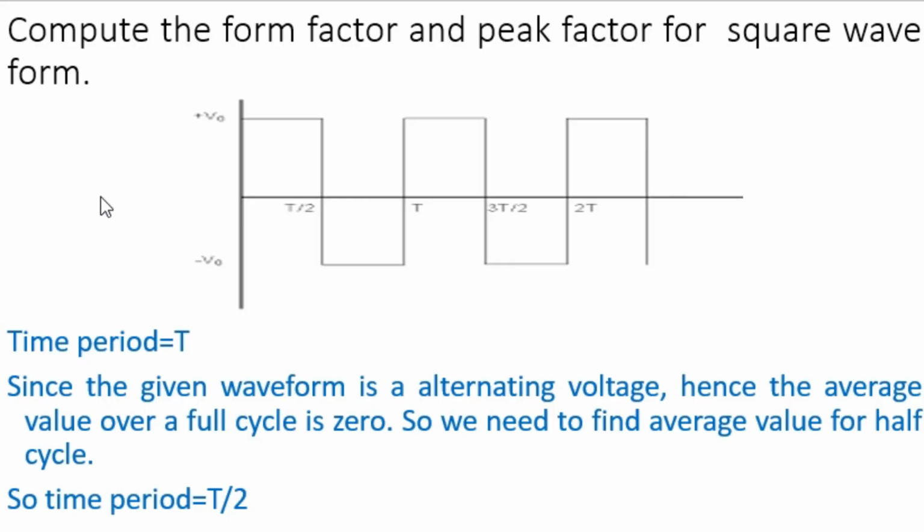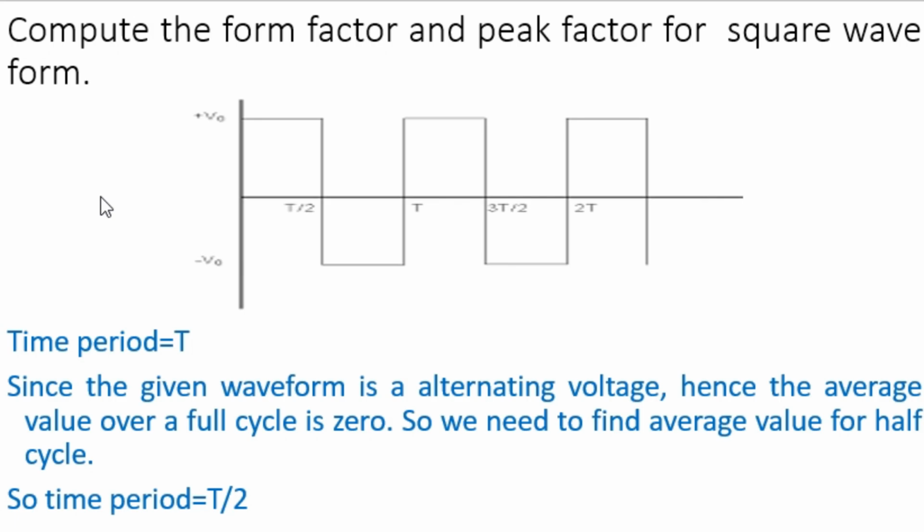To compute the form factor and peak factor for a square waveform, the time period, the time taken to complete a full cycle, is T. Since the given waveform is an alternating waveform, the average value over a full cycle is 0. So we need to find it for a half cycle.